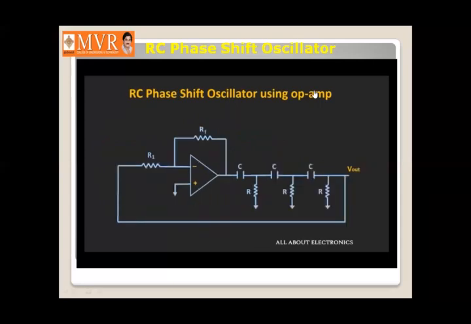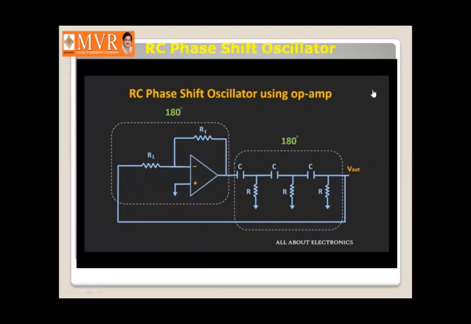So here is the RC phase shift oscillator circuit, which is designed using the op-amp, and the same circuit can be redrawn like this. As you can see over here, this op-amp is configured in the inverting mode. So it provides the 180 degree phase shift. Well, in the feedback circuit, these RC stages provide a 180 degree phase shift. So in this way, the overall phase shift introduced will be equal to 360 degrees or 0 degrees.